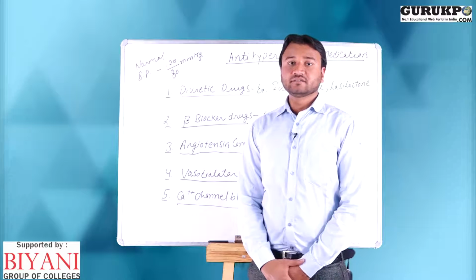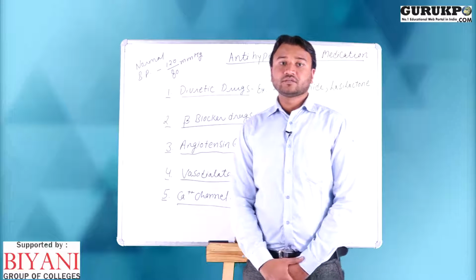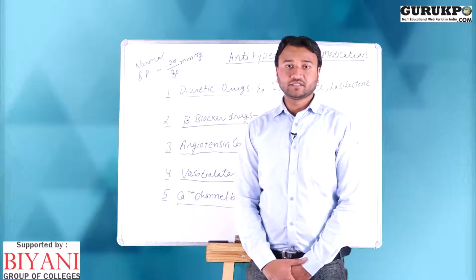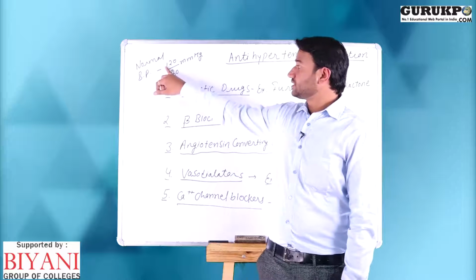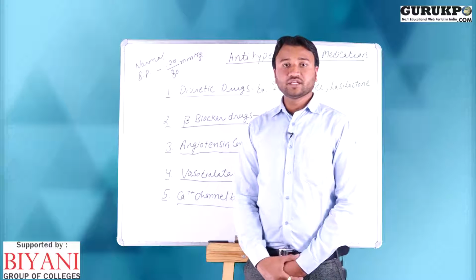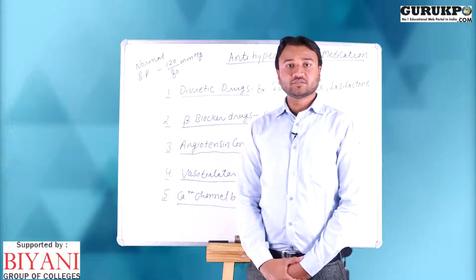And after that we will introduce the hypertension. What is the hypertension? Hypertension is a condition in which the systolic blood pressure is above 140 mm of Hg and the diastolic blood pressure is above 100 mm of Hg.